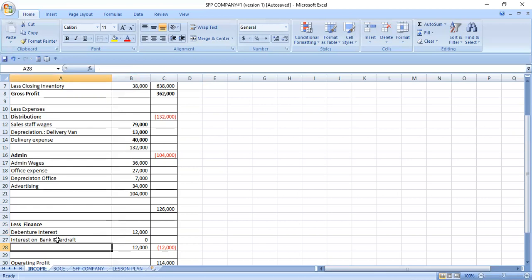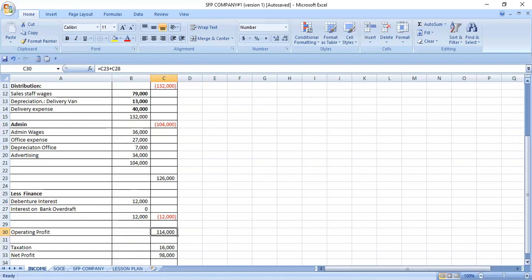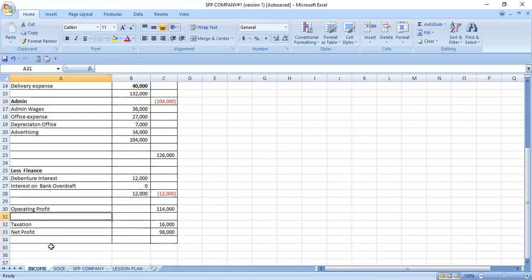Then interest on overdraft is another finance cost. Then you add your finance cost, 12,000 plus 0, and you get 12,000. You put this in the last column. So what we are particularly interested in is these figures. When you're done, you get your operating profit, a deduction of all these figures from your gross profit. From the operating profit, you deduct your tax for the period, then you get the net profit for the period.